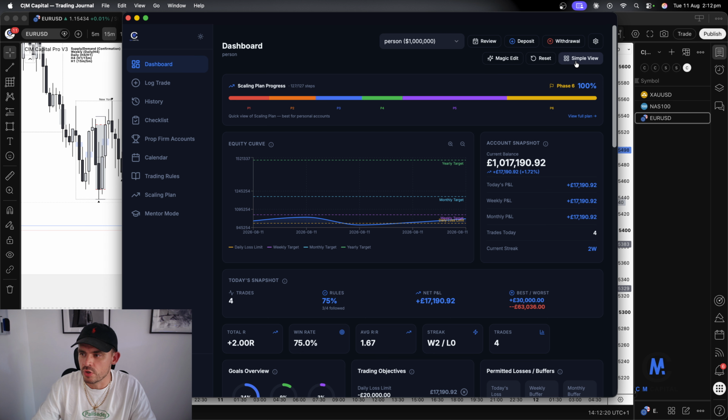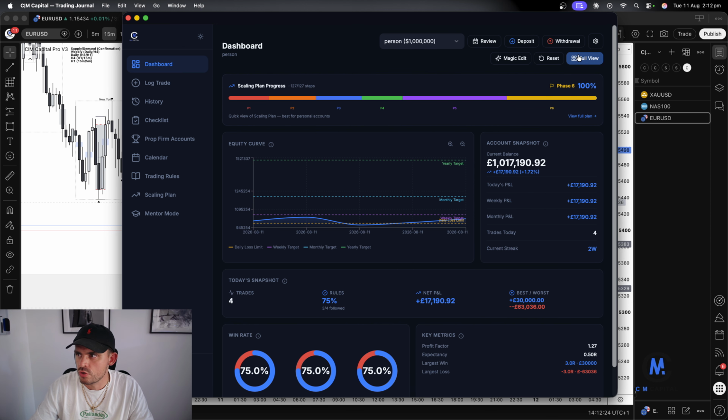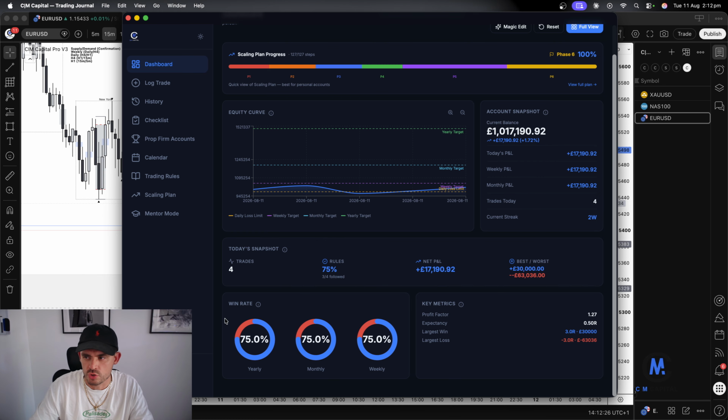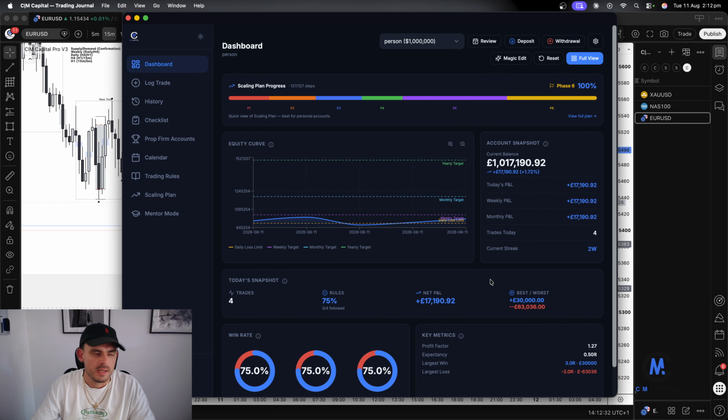There is a simple view, so for some people who don't like so much data, you can just come to simple view, and it will give you just your win rate, your key metrics, today's snapshot, and the account snapshot with the equity curve. Very basic, clean, and it will keep it as simple as that, which is cool as well. So full view and simple view.